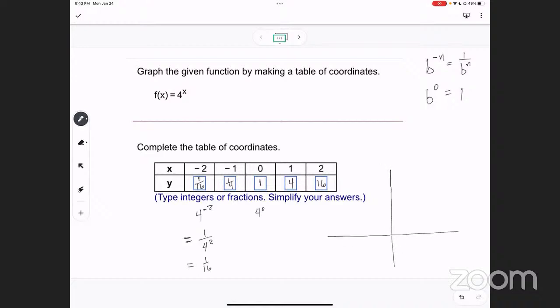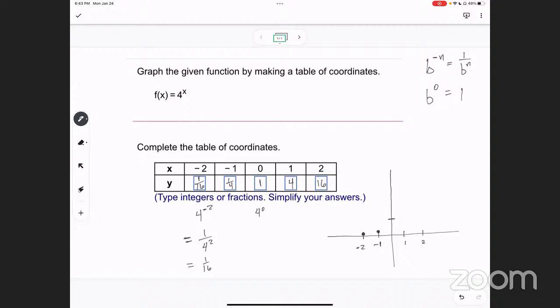Let's take a look at this graph real quick. At -2, -1, 0, 1, 2. What is the y value when x is -2? 1/16. It's 1/16, which is barely above 0, right? How about when x equals -1? What's the y value? 1/4. Good, which is a fourth of the way to 1.